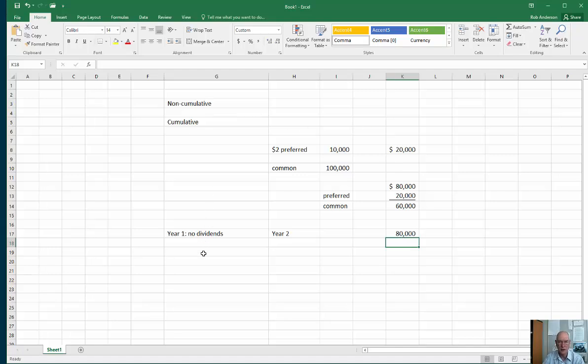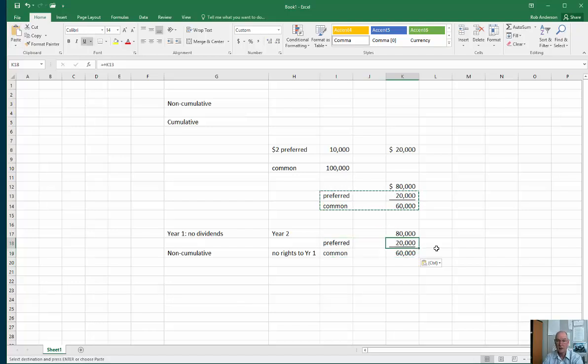So in the first situation, we have non-cumulative preferred shares. What this means is that they have no rights to a year 1 dividend. Okay, so they don't get anything from the dividend that was missed. So no rights to year 1 money at all. So the distribution of the dividend is exactly the same as the first example.